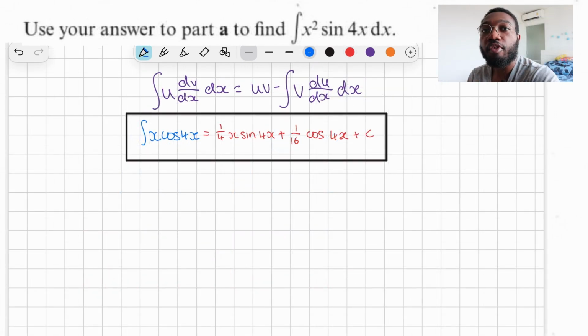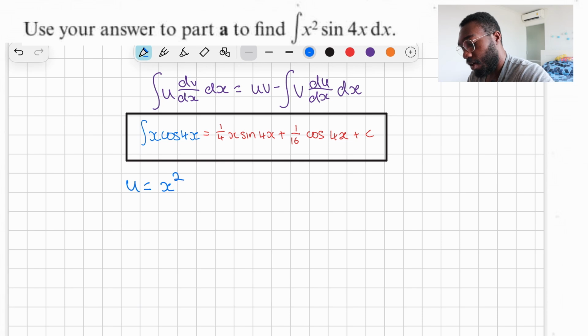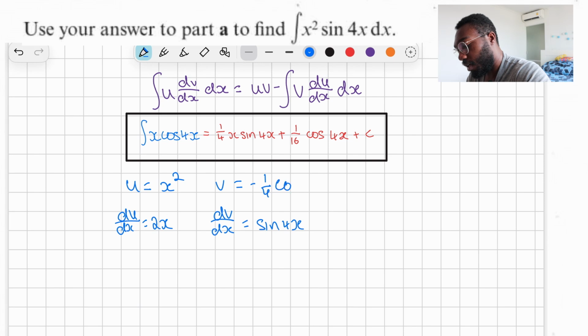So for this question, we need to use our previous answer to work out the integral of x squared sine 4x. So for this question, I'll make my u x squared, and I will make my dv over dx equal to sine 4x. So if we differentiate x squared, du over dx equals 2x. And if we integrate the dv over dx, we get a minus 1 over 4 cosine 4x.